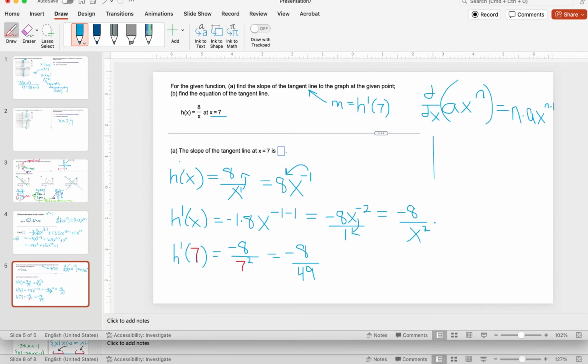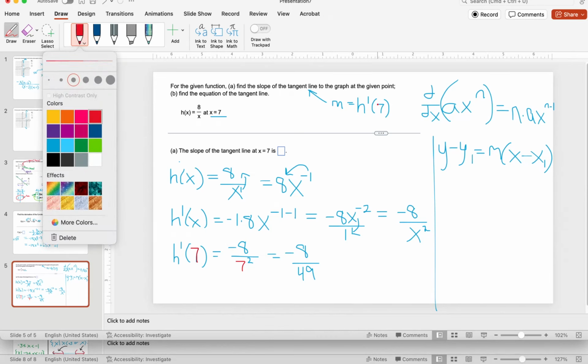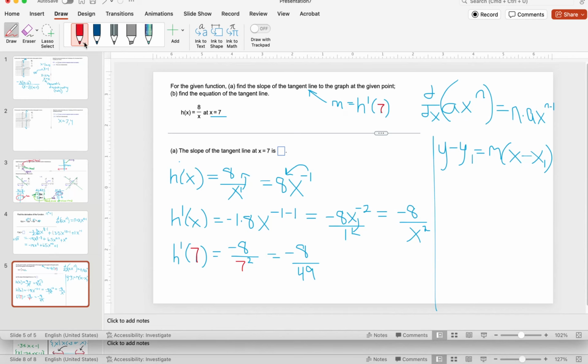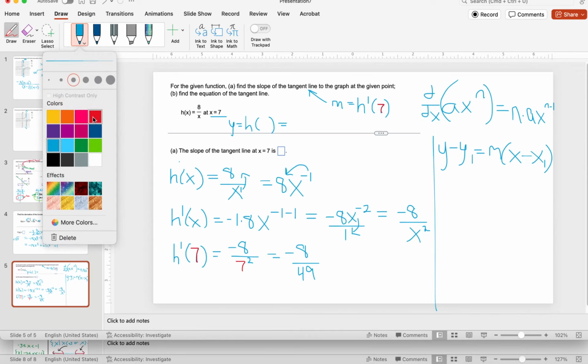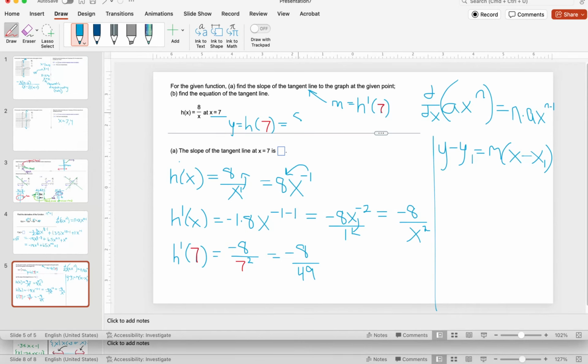And then the equation of the tangent line, we have this formula, y minus y1 equals m times x minus x1. Now, we already have the slope. That's m. We need to find the y value. The only thing missing, we have the x value of 7. The y value is super easy. It's just going to be h of 7. I'm going to go ahead and plug that 7 in there. So it's the function value at 7. And that's going to be 8 over 7, isn't it?